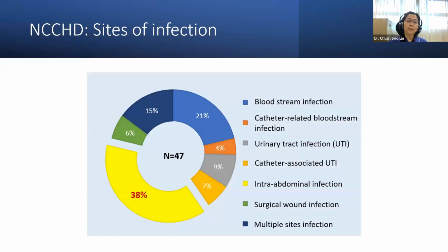About the sites of infection, I think they also have quite a high incidence of intra-abdominal infections, as high as 40%, followed by bloodstream infections, 21%.